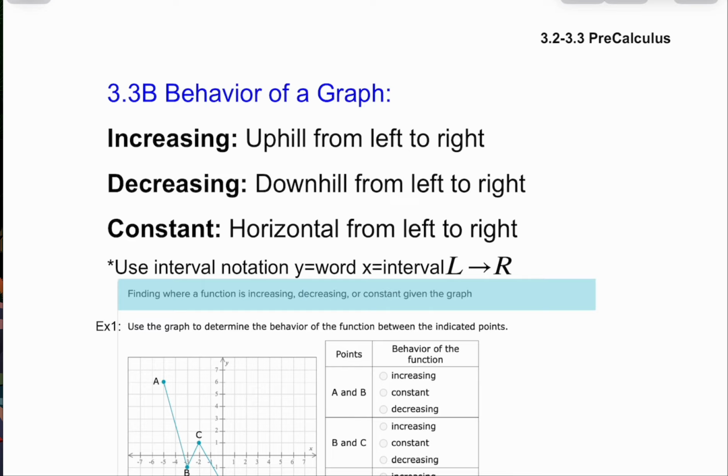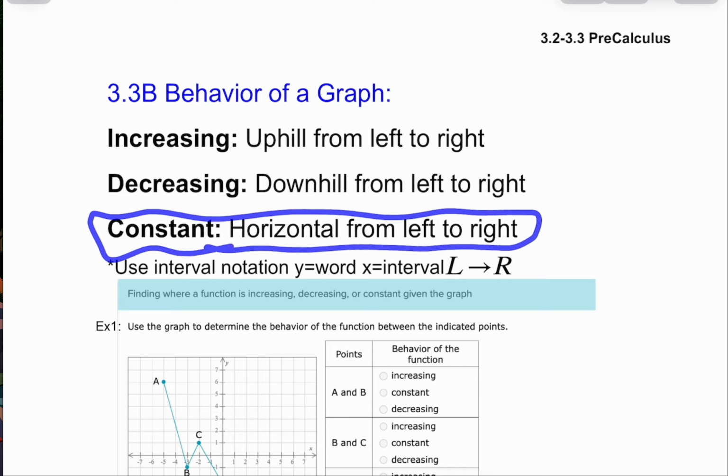In 3.3b, we are going to talk about behavior of a graph. Now, if your graph is going uphill from left to right, we would consider that graph an increasing section of the graph. If there is a section of the graph from left to right that is going downhill, we consider that a decreasing section of the graph. And the constant graphs are if there is a horizontal section from left to right.